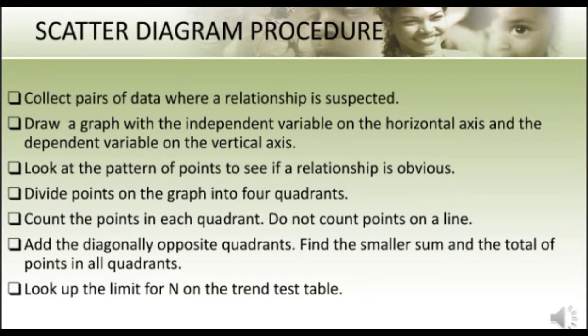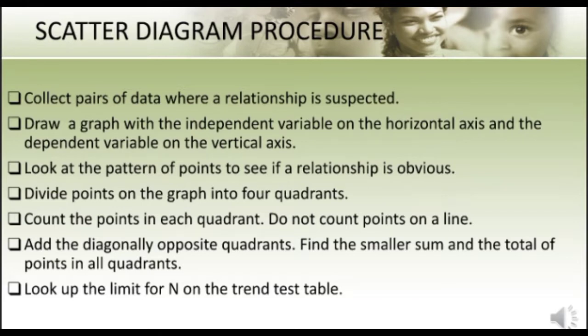The next procedure: count the points in each quadrant. Do not count points on a line. Next, add the diagonally opposite quadrants, and find the smaller sum and the total of points in all quadrants. For example, A equals points in the upper left plus points in the lower right, and B equals points in the upper right plus points in the lower left. Q is equal to the smaller of A and B, and N is equal to A plus B.